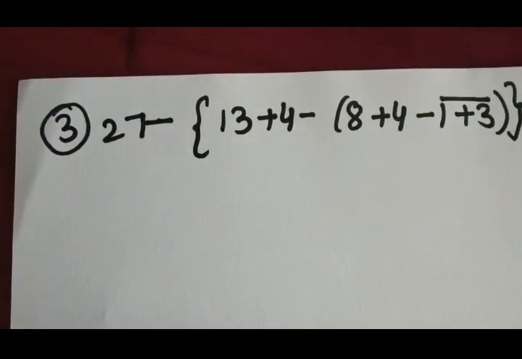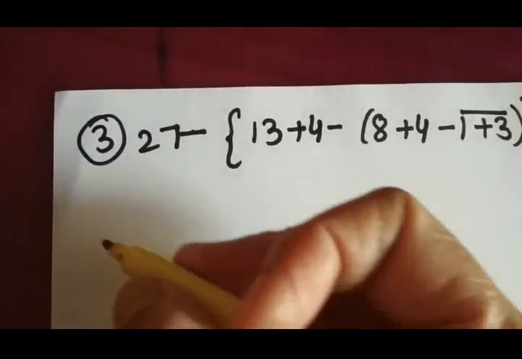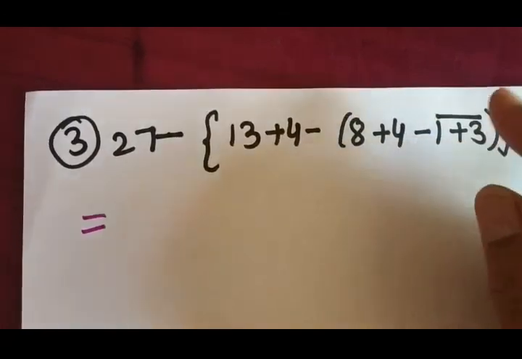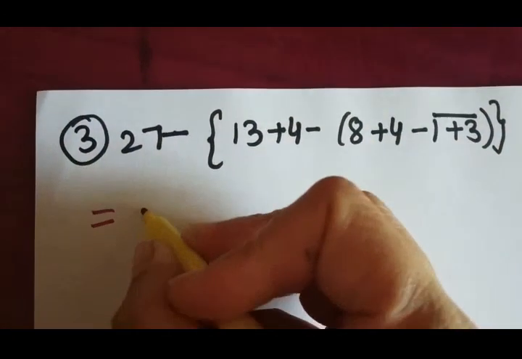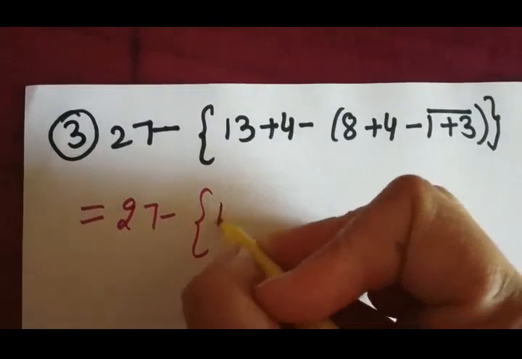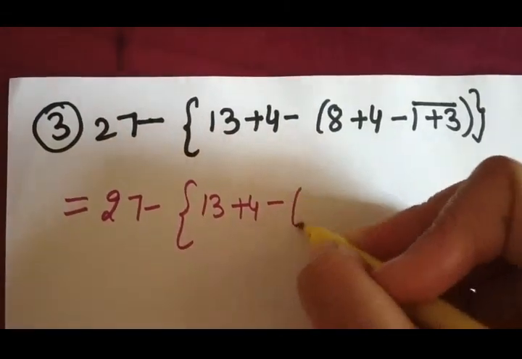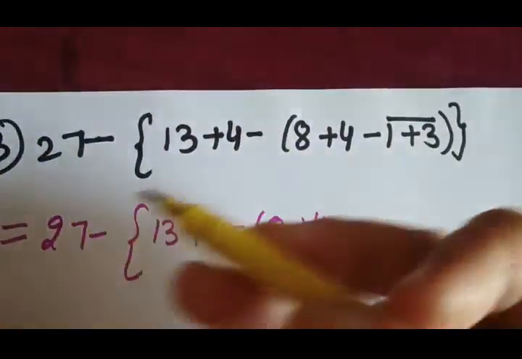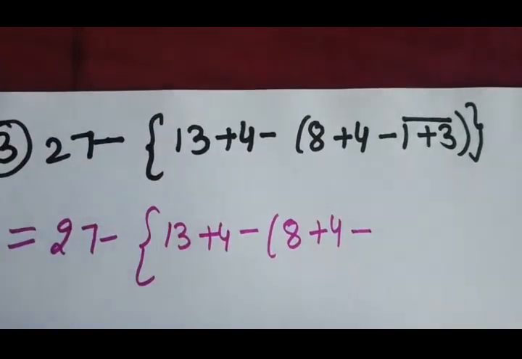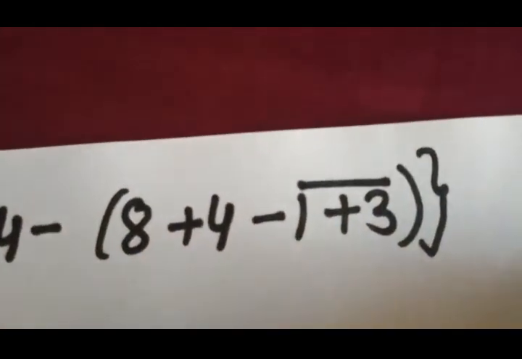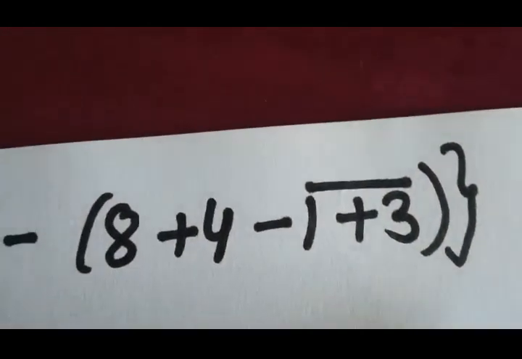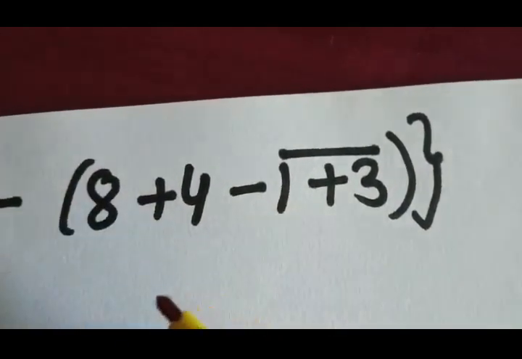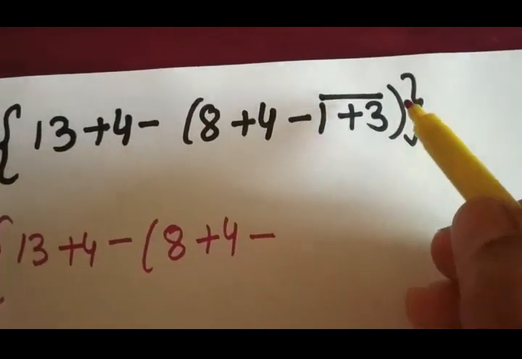Now the next example is this. How do we solve this example? See, as here is a bar bracket, first of all we have to solve this bar bracket. Leave all other things; first we will solve the bar bracket only. 13 plus 4 minus 8 plus 4. This negative sign is outside the bar bracket, so we will write it as it is. Which two numbers are under the bar bracket? 1 and 3, so these two will be added. This negative sign is outside. So 3 plus 1 is 4.